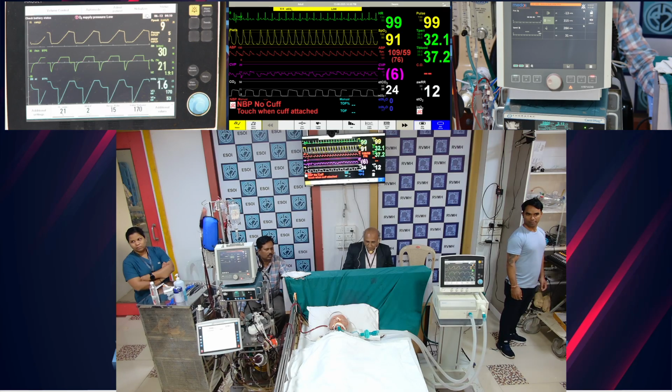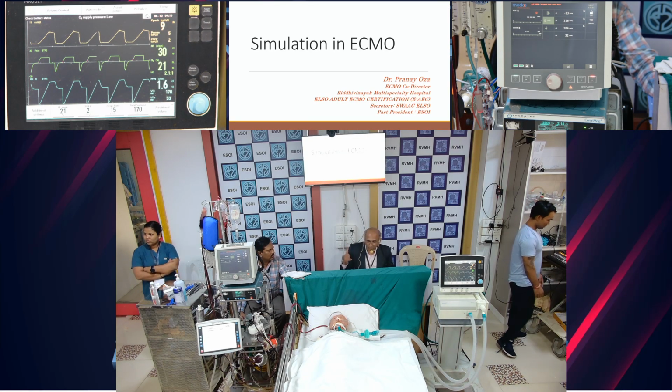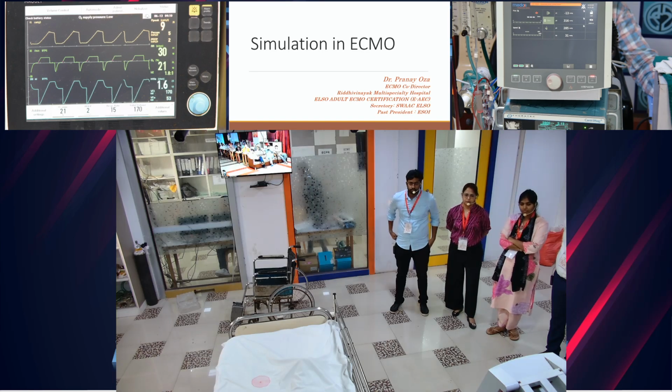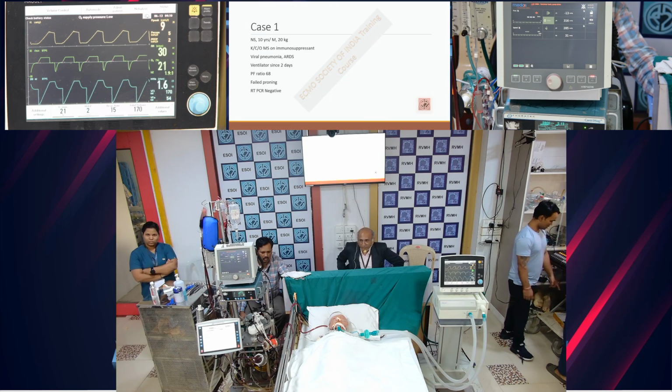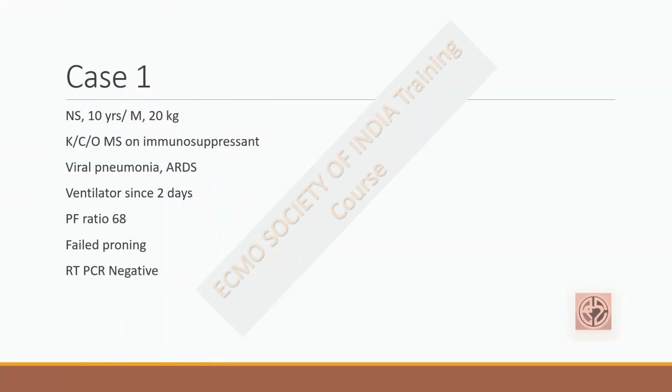All of you please keep your mic on, and speak on your mic so that everybody downstairs can listen to what you are talking. This is our simulation lab. You can see the hemodynamic monitor upstairs. We'll be able to see slides and hemodynamic monitoring here, the ECMO parameters on the ECMO monitor, and the ventilator parameters over here. And this is going to be your patient. So this is case 1.